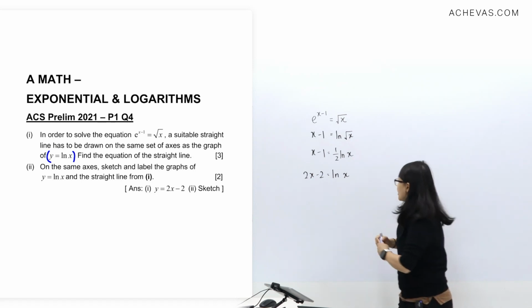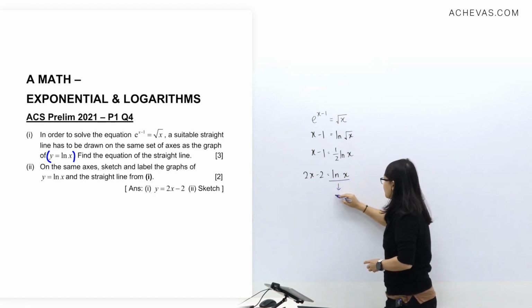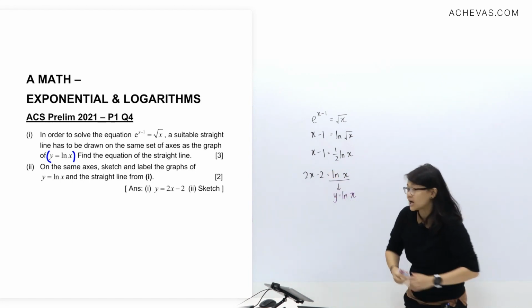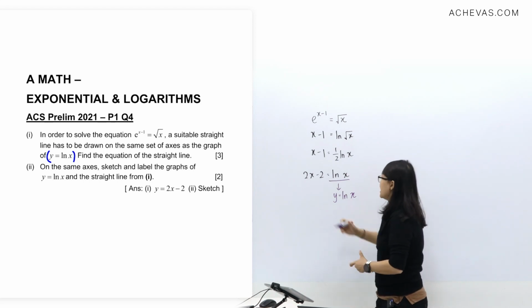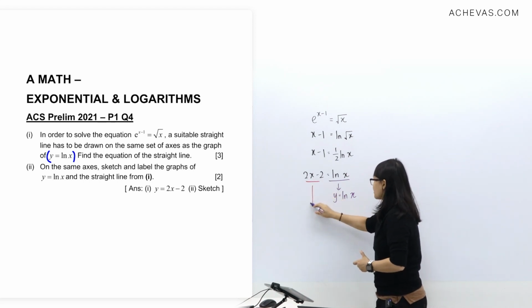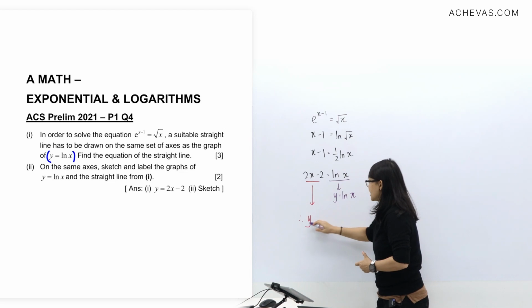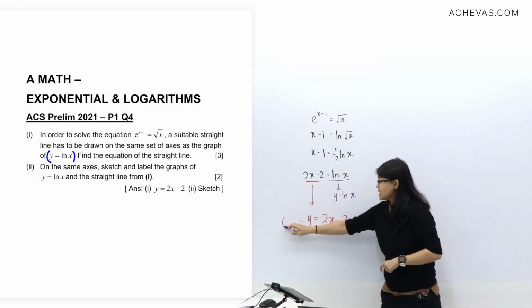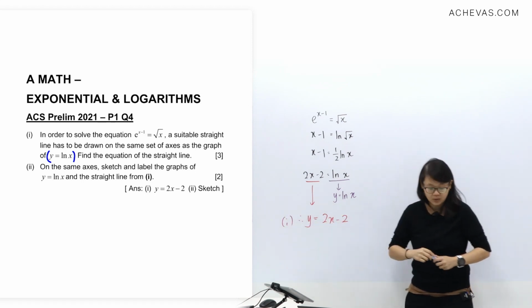Right here, on the right, you already have the graph y equal to ln x, which is what is written in the question. So now, our answer for the straight line is going to be this one here. Therefore, the straight line that needs to be added is y equals 2x minus 2. That's the answer for question part 1.